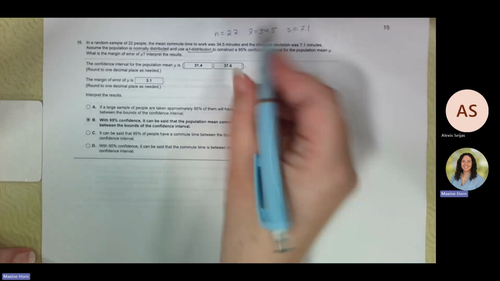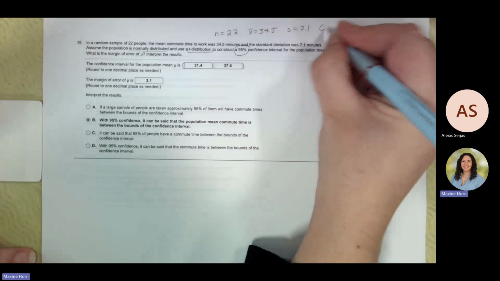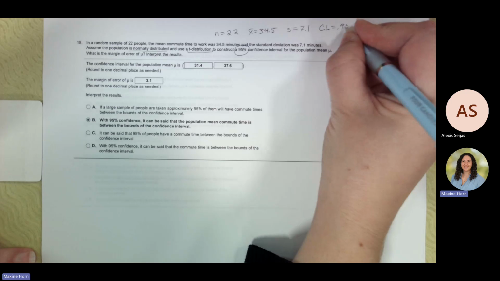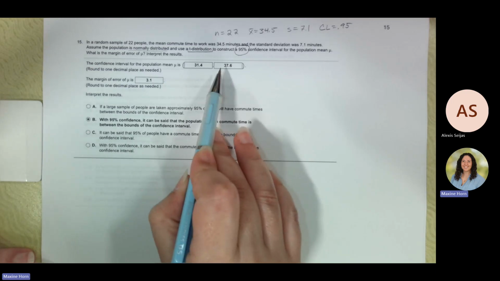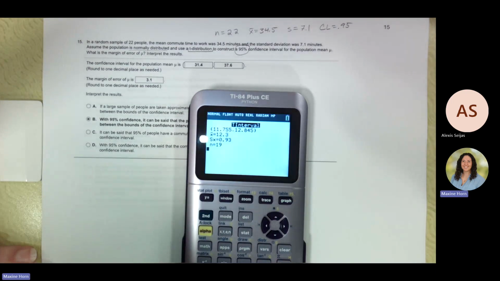They're telling you, hey, don't forget, you're going to use a t distribution to construct what? A 95% confidence interval for the population mean. And then they want you to find what is the margin of error. So we're going to talk about 2 different ways to find the margin of error. So let's just do this in the calculator first. Same thing we've been doing for the last few, right?